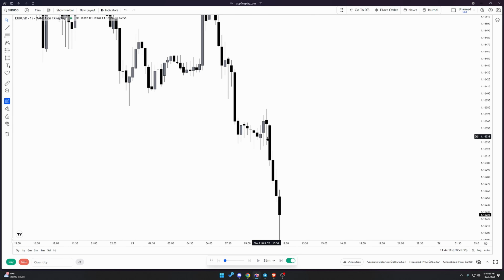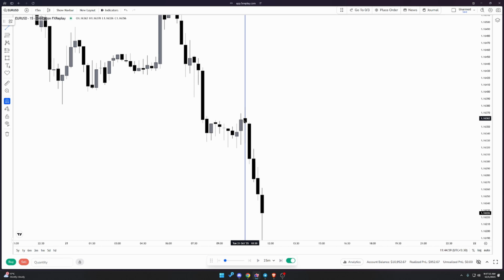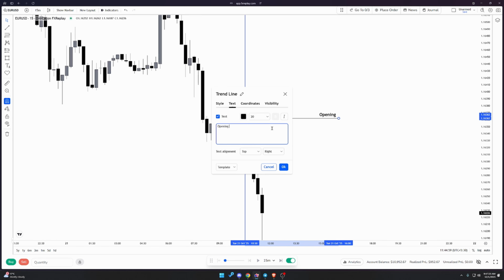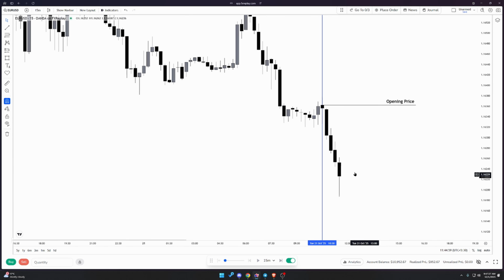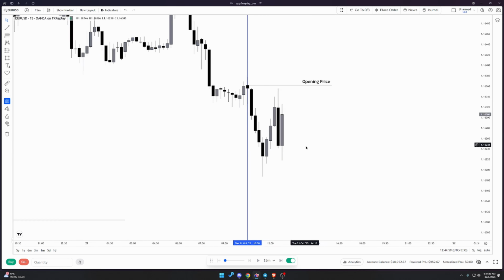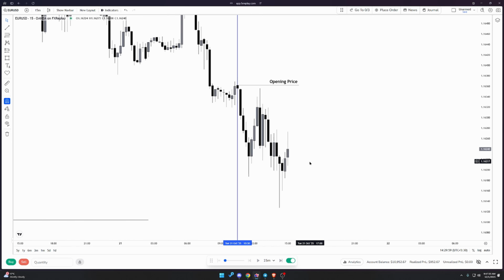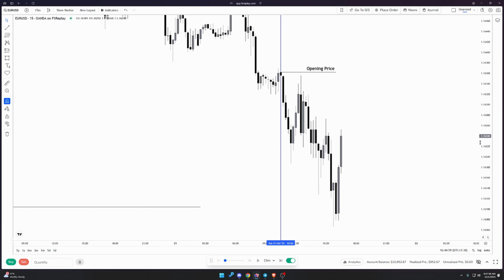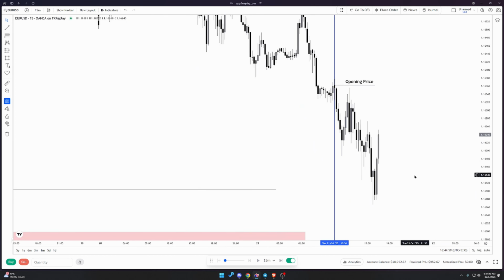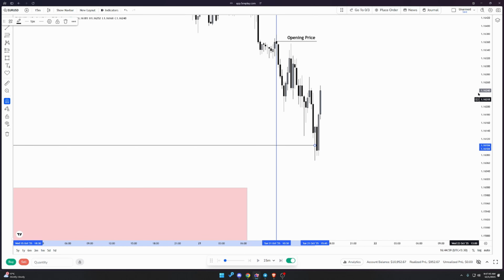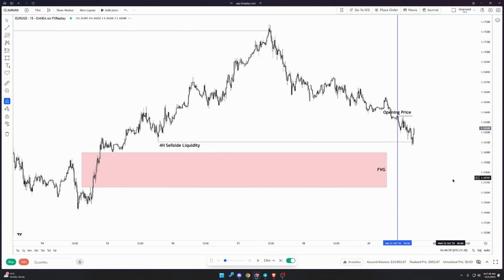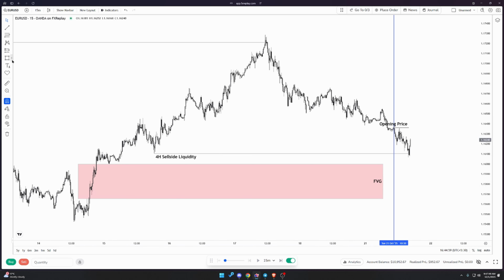So now we have our midnight candle here. We will mark out this candle and then we will mark the opening price of this candle as our midnight opening price. So the price didn't go above the midnight price and went straight to the sell side liquidity. It happens sometimes while you are waiting for your setup, but the market doesn't even give you any setup, and that's fine. We have to be comfortable with it.